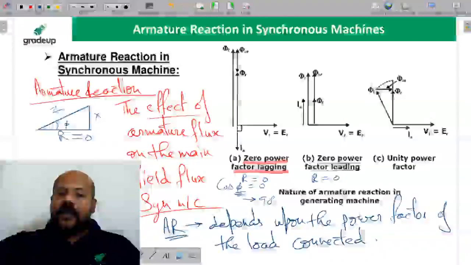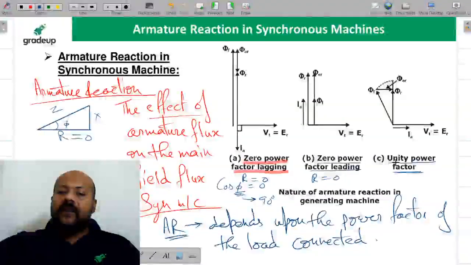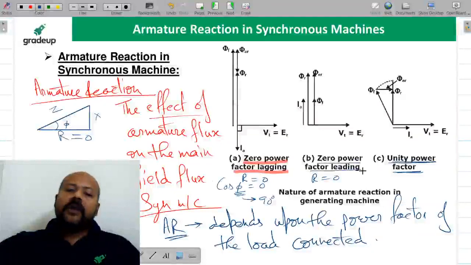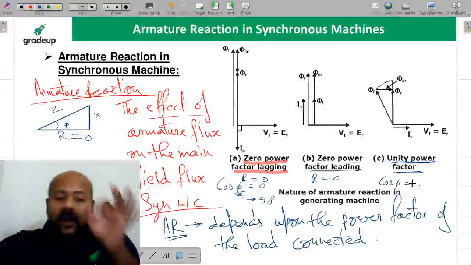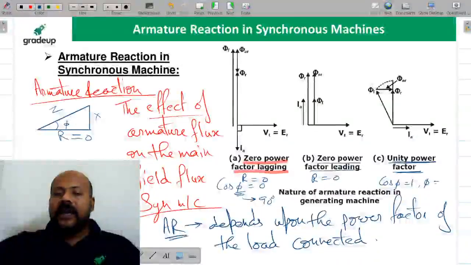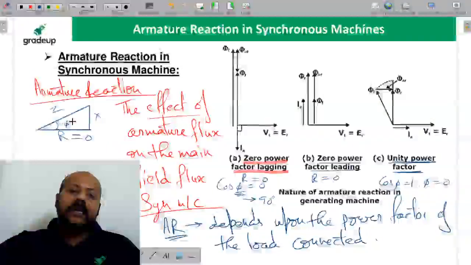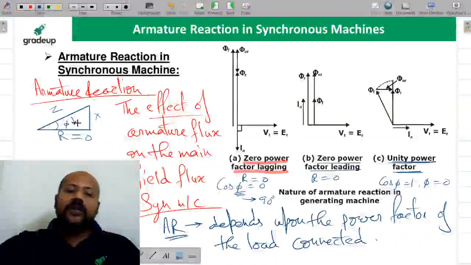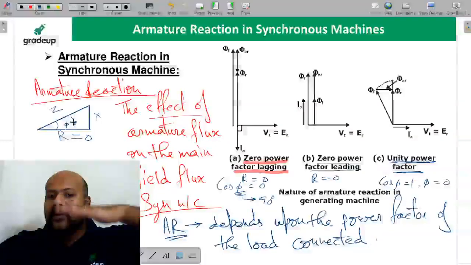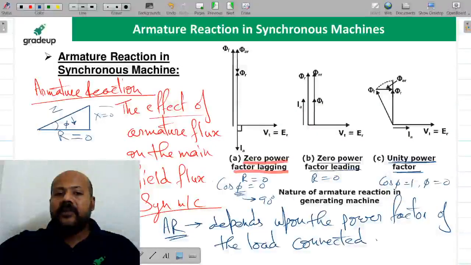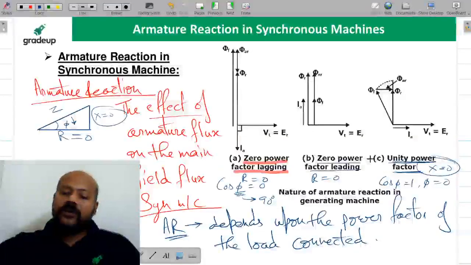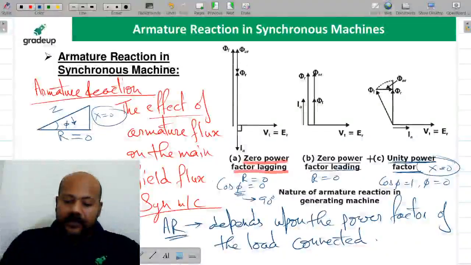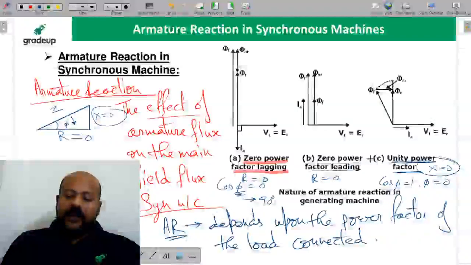When you are saying unity power factor, again one extreme case, what is the meaning of unity power factor? It means cos phi is going to be 1. When cos phi is going to be 1? When this angle phi is going to be 0. Now when this angle is going to be 0, if you take this Z line closer to the R line, it means X should be 0. It means you are taking this condition for X is equal to 0. Yes, Vicky Kumar, you are perfectly right.